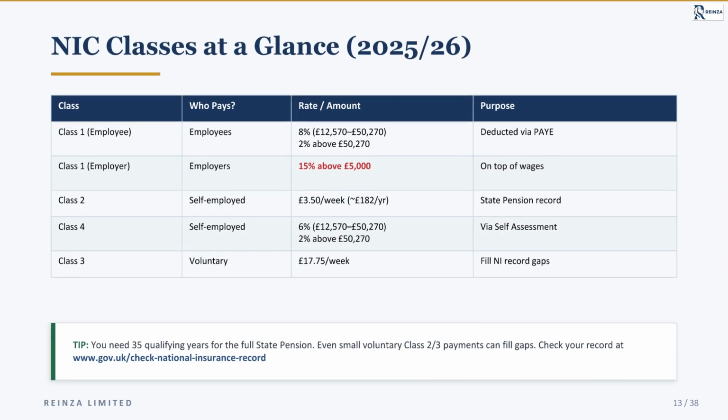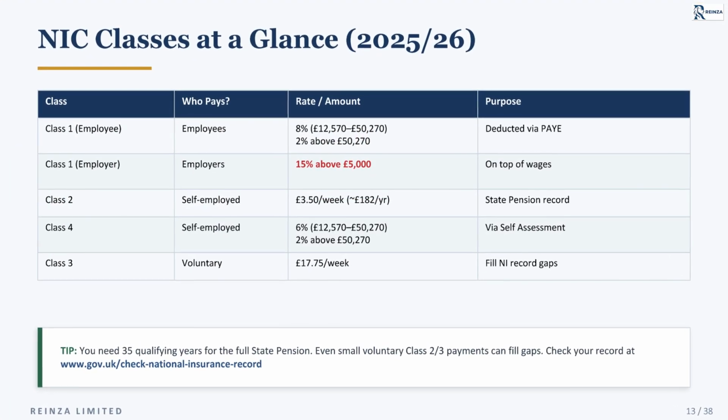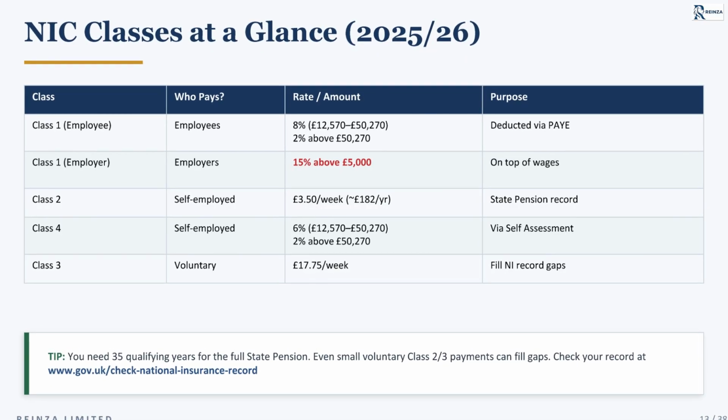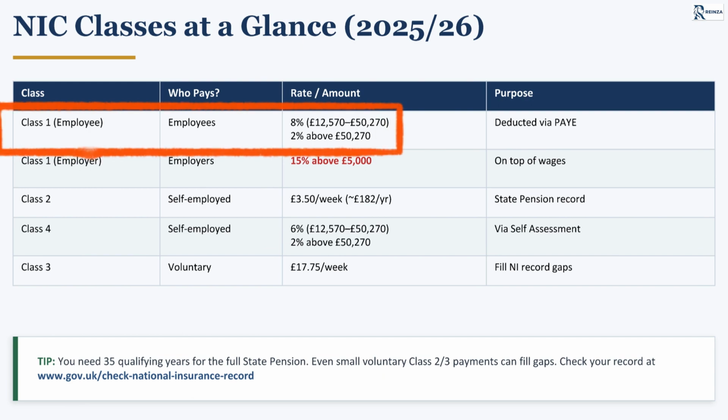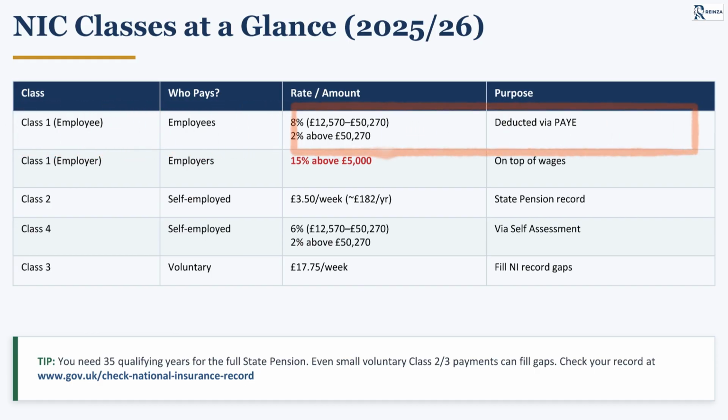Let me walk you through the main classes for 2025 to 2026. Class 1 employee contributions are paid by employees. The rate is 8% on earnings between £12,570 and £50,270, and 2% on anything above that. These are deducted automatically through PAYE.